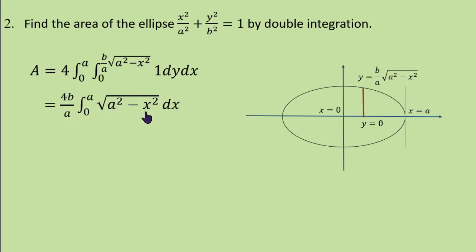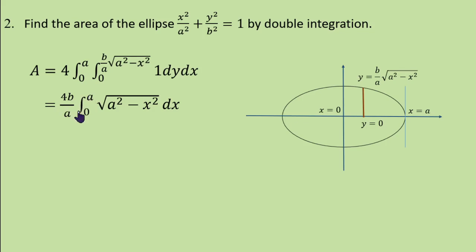To evaluate this integral, we can either use some formula or the substitution method. Put x equals a sin theta. Then a square minus x square becomes a square minus a square sin square theta, that is a into square root of 1 minus sin square theta, which is a cos theta. And if x is a sin theta, dx is a cos theta d theta. Therefore, it becomes a square cos square theta. Take a square outside, cancel a.